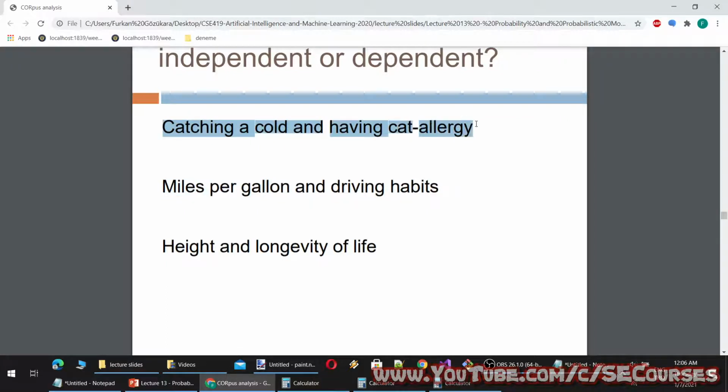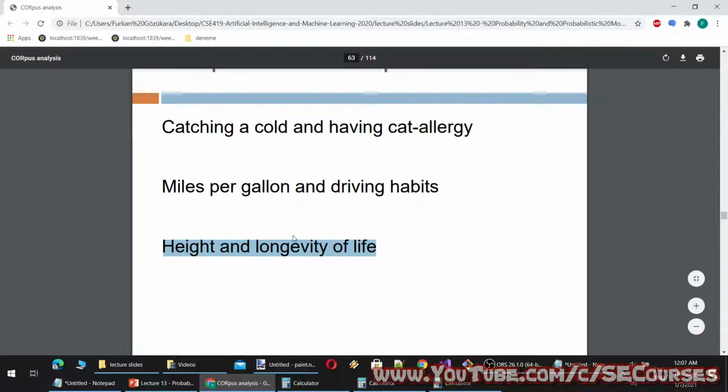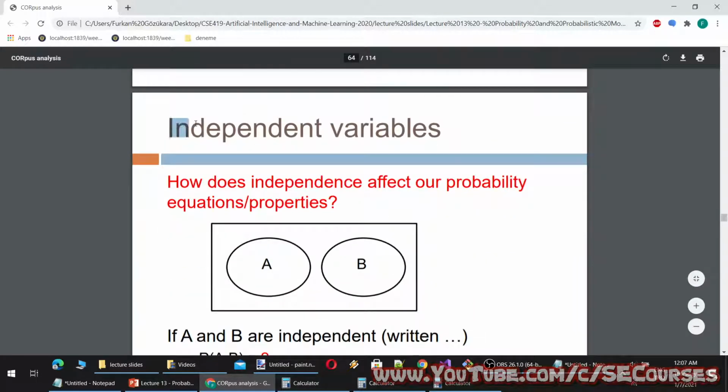Catching a cold and having cat allergy has nothing to do with dependency. Height and longevity of life, these also have some kind of dependence, I think we can say. If you are too tall, it may affect your longevity of life, but I'm not sure we can count this as dependent or not. We need more statistical analysis probably.